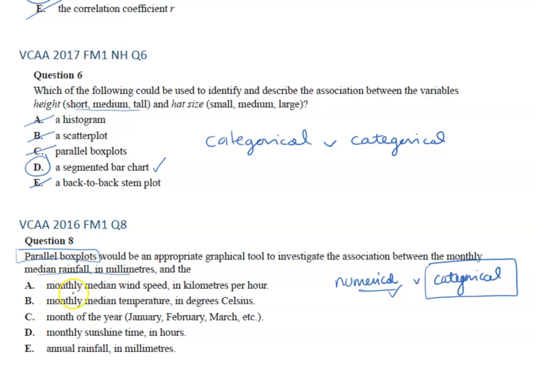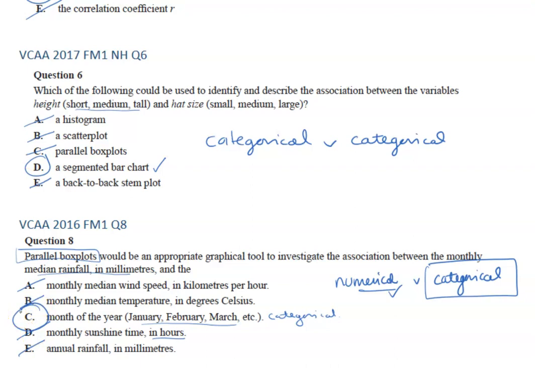So A, the monthly median wind speed in kilometres per hour. No, that's numerical. B, the monthly median temperature in degrees Celsius. Again, numerical data. C, the month of the year, January, February, March. That's categorical. So that's an option. D, the monthly sunshine time in hours, numerical data. And E, annual rainfall in millimetres, again, numerical data. So C is our best option there.